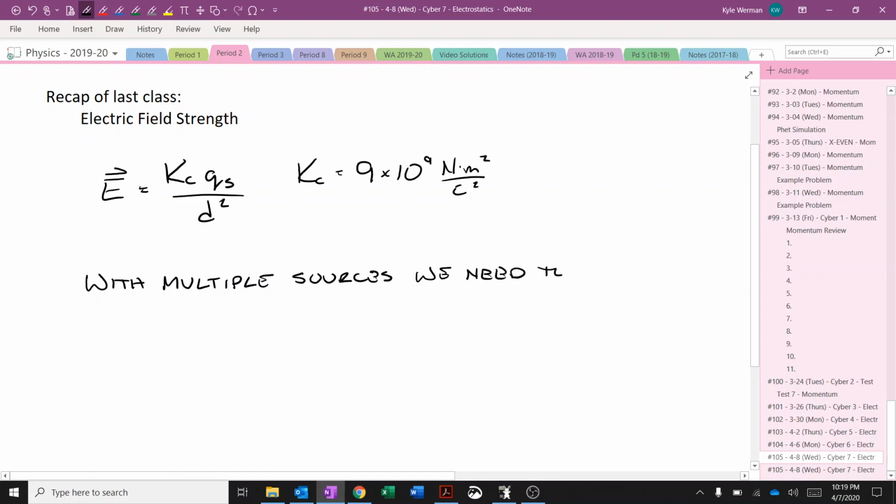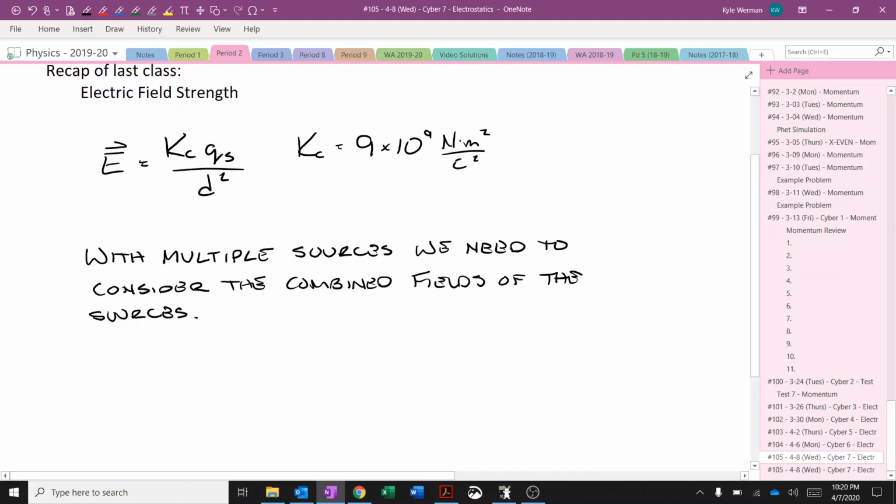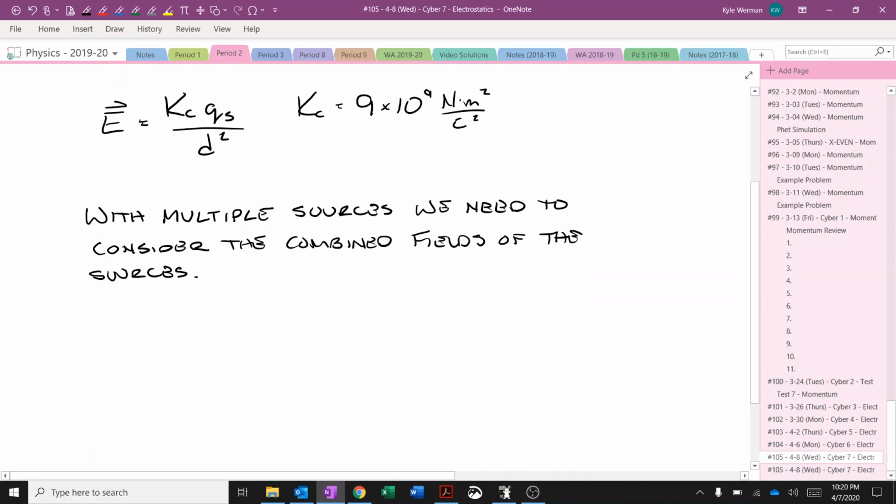So we need to consider the combined fields of the two sources, or more sources. And so if I placed an object somewhere around those sources, it's going to feel effects from both of those, or 3 or 4, or however many sources you have. And so we have to look at this total field, E total, is what we would call the net, or the total field strength.